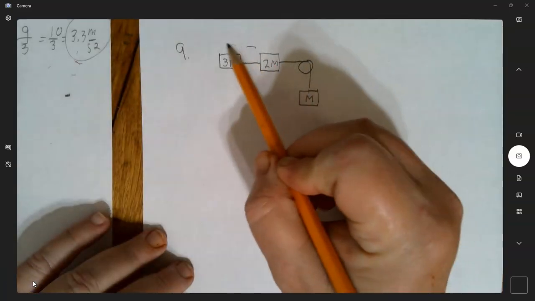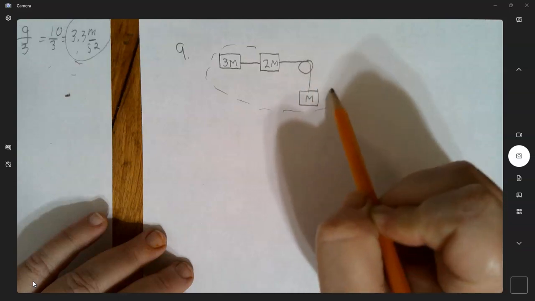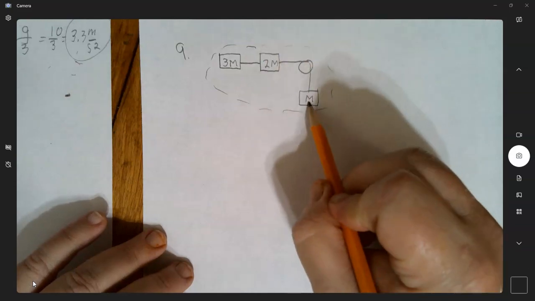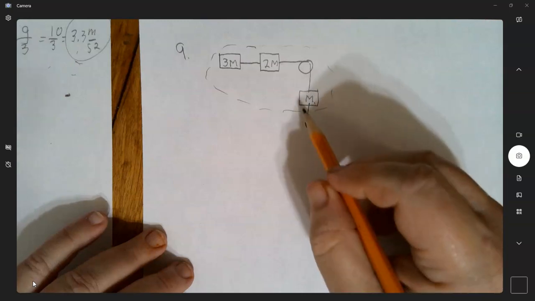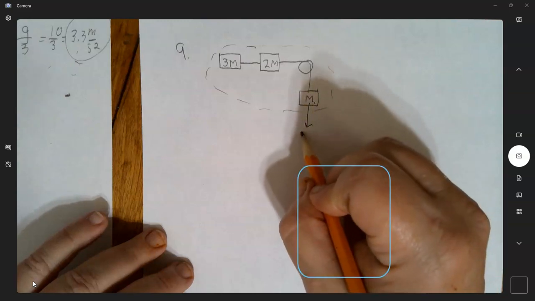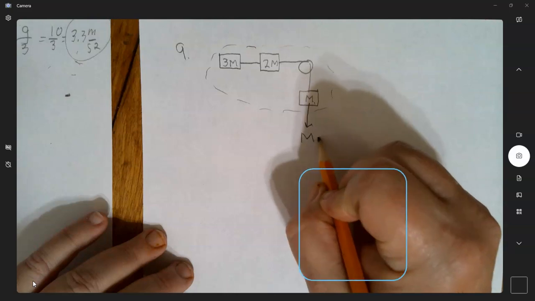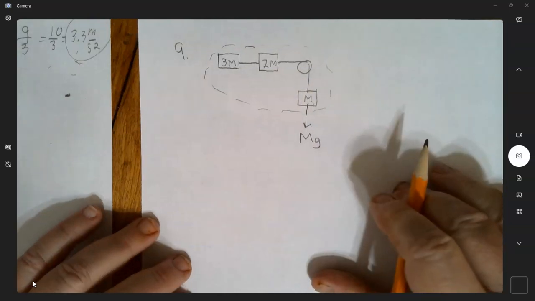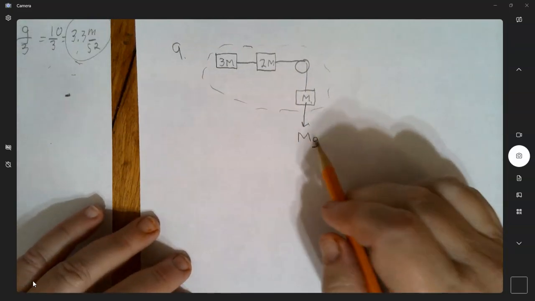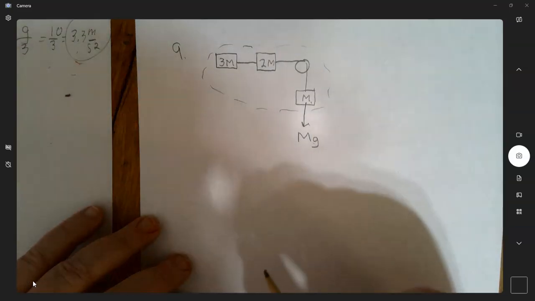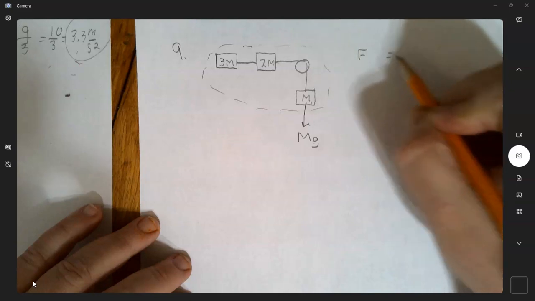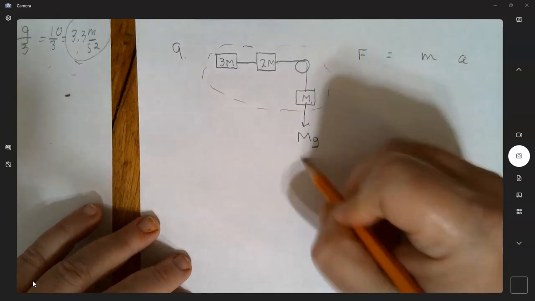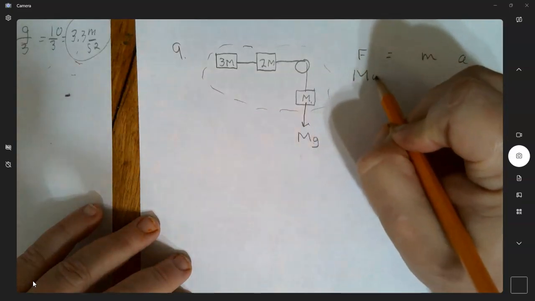Okay, one system first. The only block contributing to the force that's pulling it is this one. Right, so let's go up here. That's the only force. There's no friction in this problem. We come up here. Okay, the only force in this problem is mg.